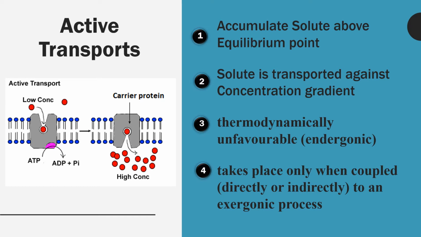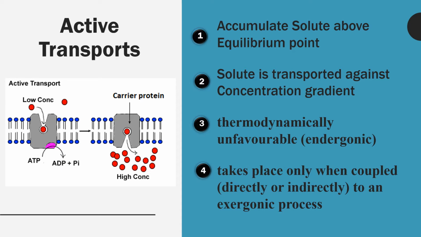So for example, if a cell is living in an atmosphere where the iron concentration is very low, the cell requires iron for its survival. The cell already has some iron in the cytoplasm, still the cell requires more iron, so from the low concentration region of iron, the cell will uptake the iron and it will grow. So in active transport, solutes are transported against the concentration gradient. That means it is transported from the low concentration region to high concentration region.